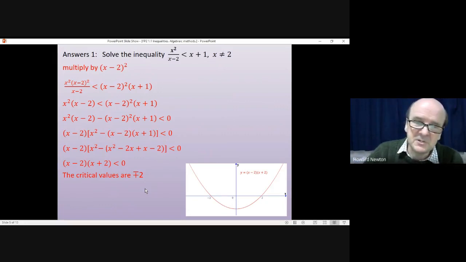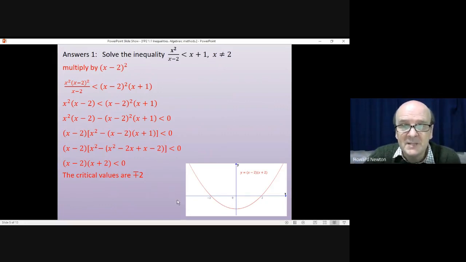Now, going back to the question has said, you know, when is this less than x plus 1? We've rearranged things and rewritten the question as saying, when is this quadratic less than 0? Well, it's less than 0 when it's underneath the x-axis. So that's between minus 2 and plus 2. And that would be the answer. The answer is that x has to lie between minus 2 and plus 2. A note of warning on these questions, and it's an issue that frequently does turn up.